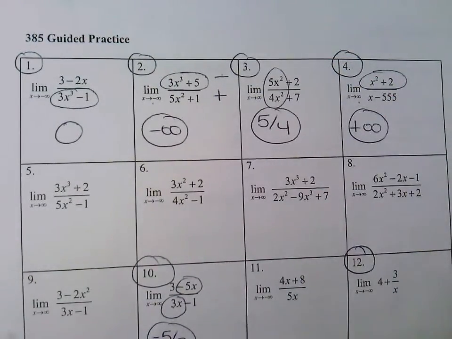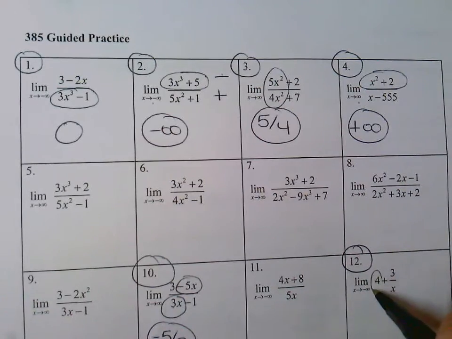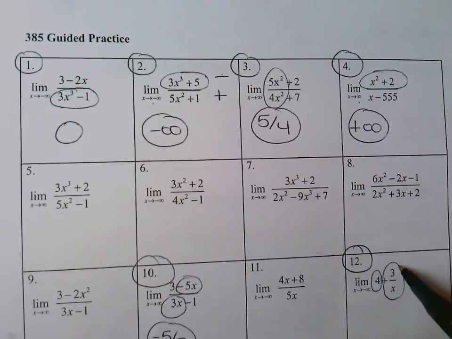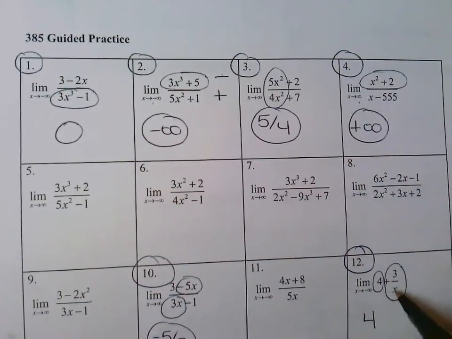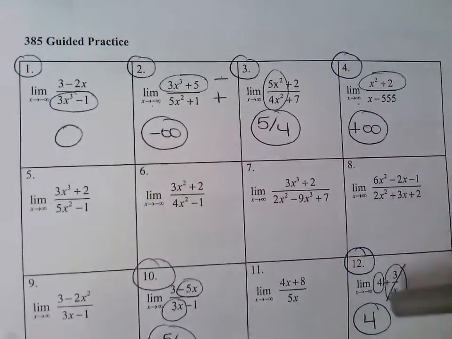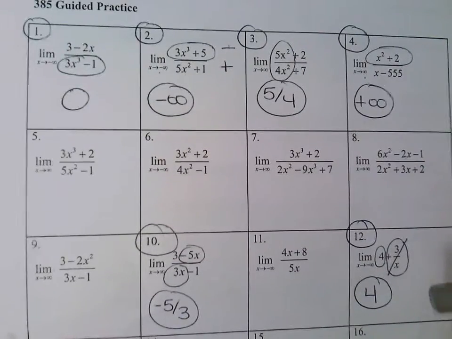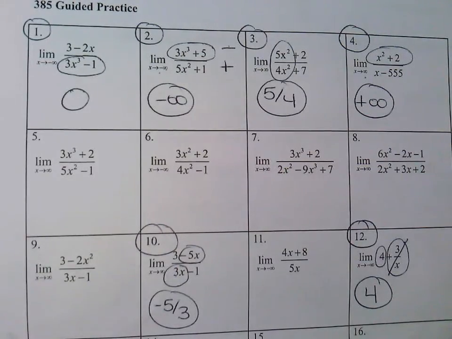And number 12, 2 separate functions. You're going to compute each separately. So a constant will always approach the constant. And then this looks like this is 0 because the denominator blows up. So 4. So if you got those 6 correct, then you should be ready to move on to the rest. And ask me if you have any questions.